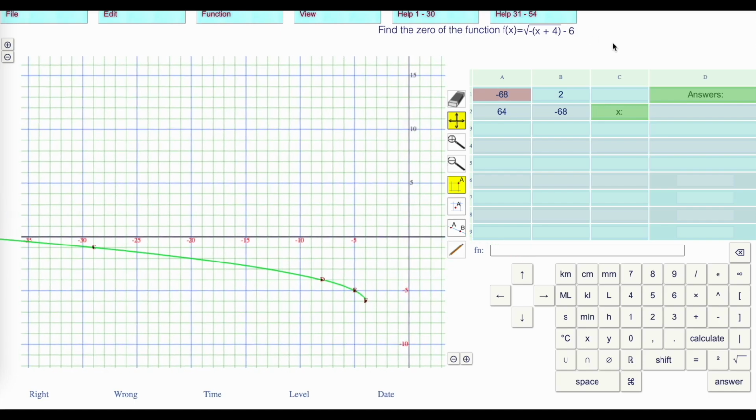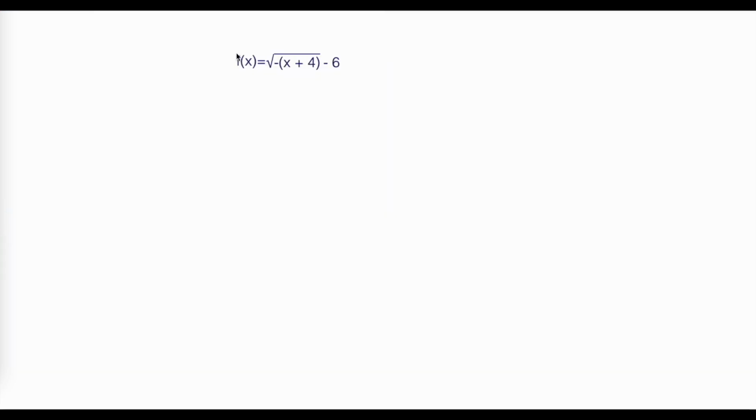We could also do this algebraically. We set the y value to 0 to find our zeros. I want to get rid of the -6. I'm going to add 6 to both sides. That gives me 6 is equal to the square root of -x plus 4. I want to get rid of the square root. I'm going to do the opposite of square rooting. I'm going to square both sides.